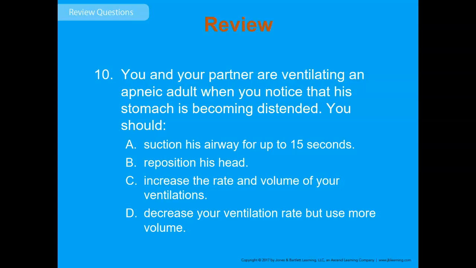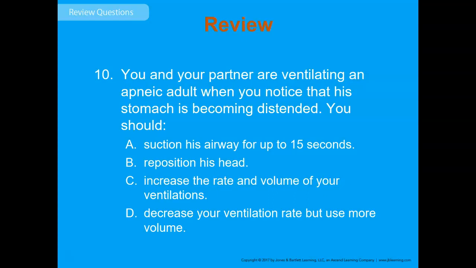Here's the problem. We're driving down the highway at 60 miles an hour, and our motor starts making a noise, and the check engine light comes on. So I look over at you and say, hey, floor it. That doesn't seem like a good idea. Increase the rate and volume doesn't seem like a good idea. Or D, decrease your ventilation rate but use more volume. So do it slower, but more air in. That's kind of wacky. I can't say that we've ever talked about that, have we?